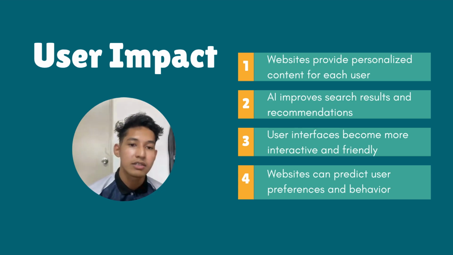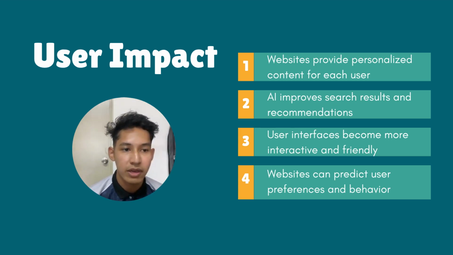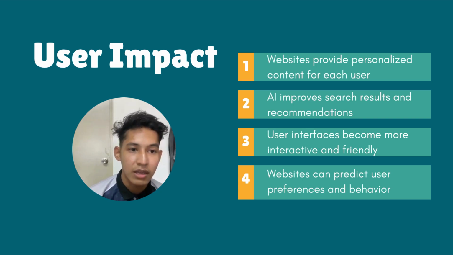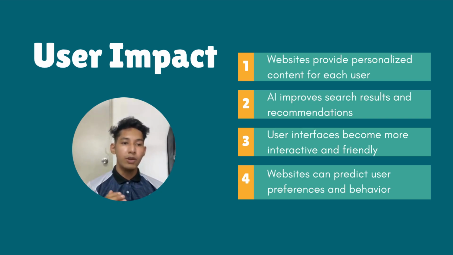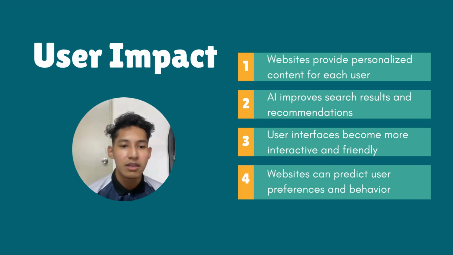Next, let's discuss the impact on users. AI has greatly improved how users interact with websites. Today, users experience more personalized and dynamic content. This means that websites can adjust based on user preference, behavior, and interest. For example, when users visit a website, AI can recommend products, videos, or articles that match their interests. This makes the experience more relevant and engaging.